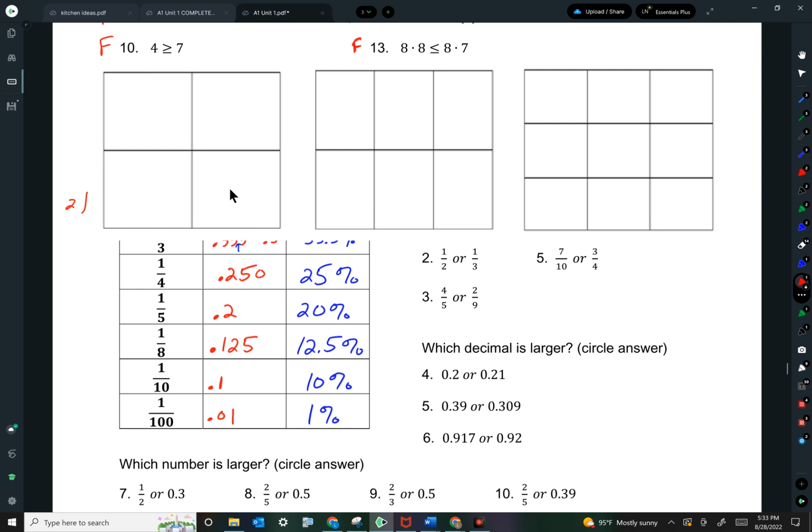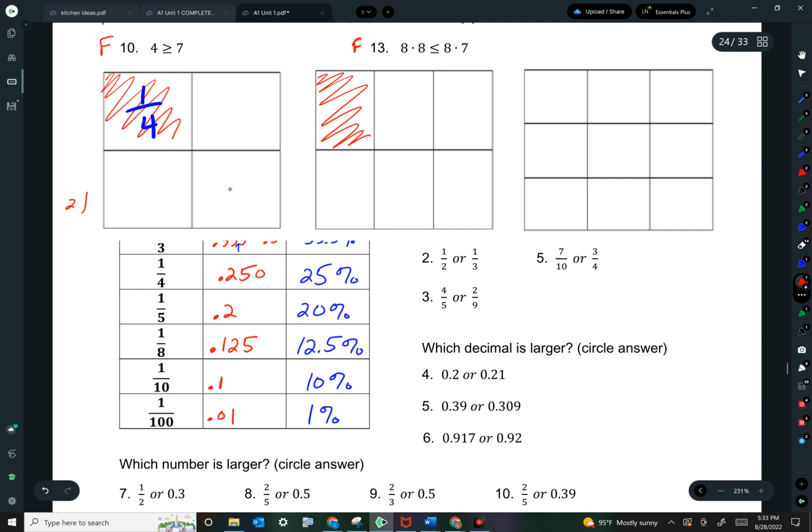So I could say this square is equivalent to 1/4. But if you go over to the next box, the overall box is the same as the size of the first box, but this time I've divided it up into 6 sections. So one of these little sections would be 1 out of 6, would be 1/6. And hopefully you can tell the 1/4 box is definitely larger than the 1/6 box.